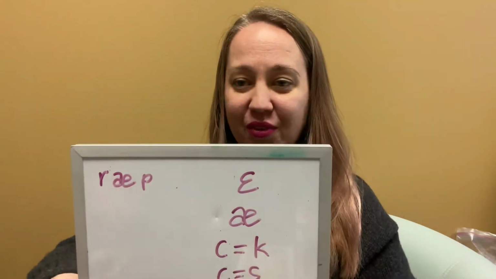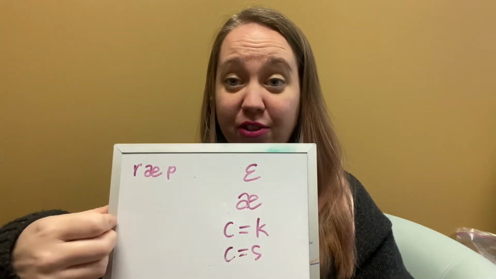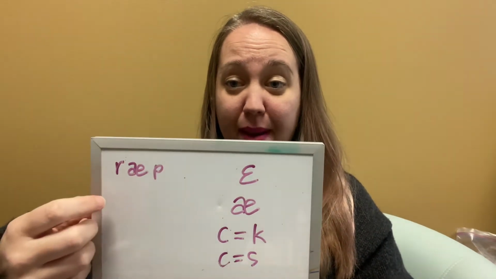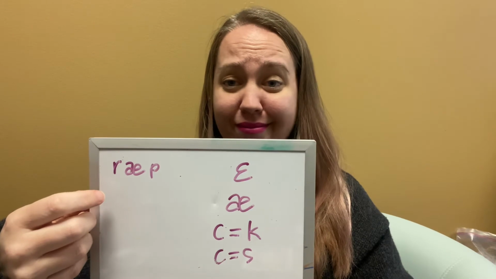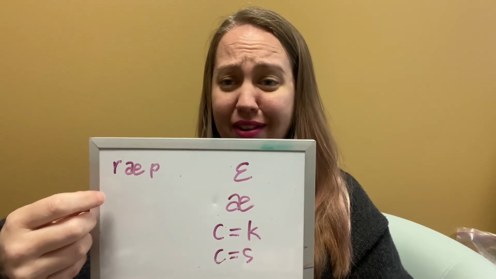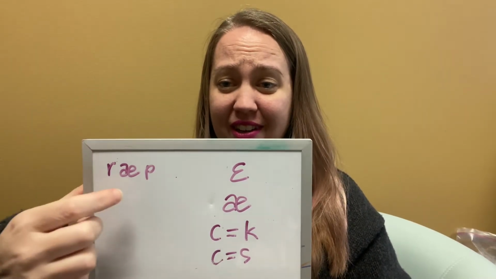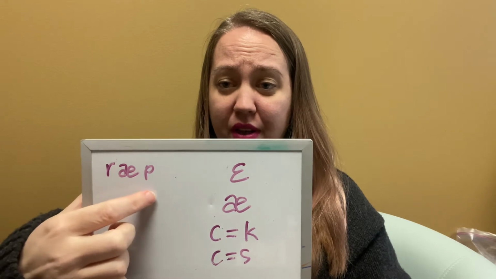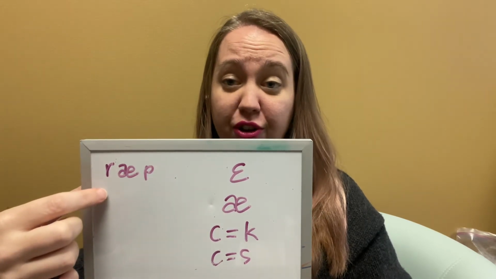How many sounds in wrap, and does it have an epsilon or an ash? Wrap. 3 sounds, no matter how you spell it. Even wrap a present, starting with a W. There's no W sound in the word. There's an r, a, p. So the sound of R is an r.